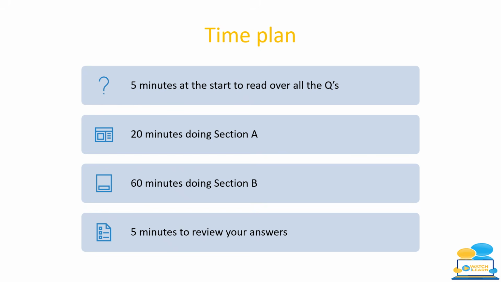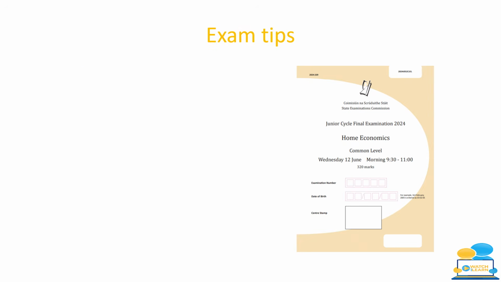Now, if you found during your mocks that you struggle to get the whole paper done on time, I would recommend getting section B done first, as this is worth the most amount of marks, and then going back and doing section A, which is worth 80 marks. At the end, it's important to give 5 minutes to review your answers to make sure that you didn't skip anything. And if you did leave anything blank on purpose, go back and see if you can guess any answers.